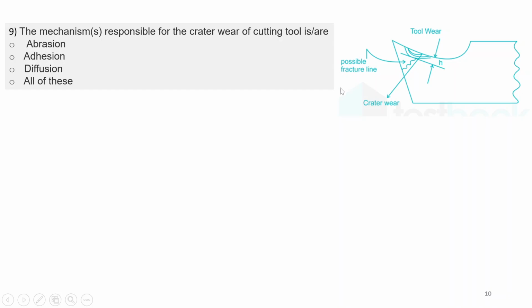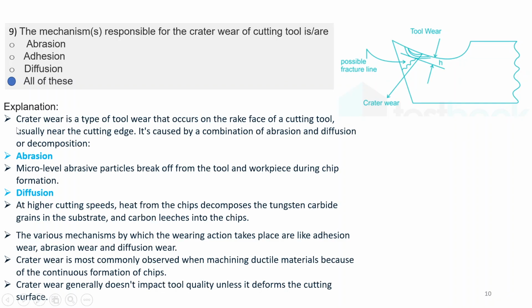As you can see in this particular tool, this part shows crater wear, and before that you have tool wear, and also a possible fracture line. So what is the reason for the formation of this crater wear? The answer will be all of these. Crater wear is a type of tool wear which occurs on the rake face of a cutting tool, usually near the cutting edge, and it's caused by a combination of abrasion and diffusion or decomposition.